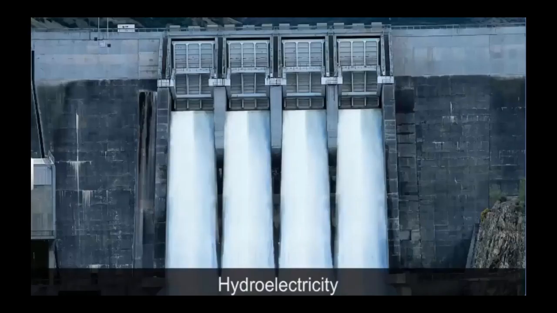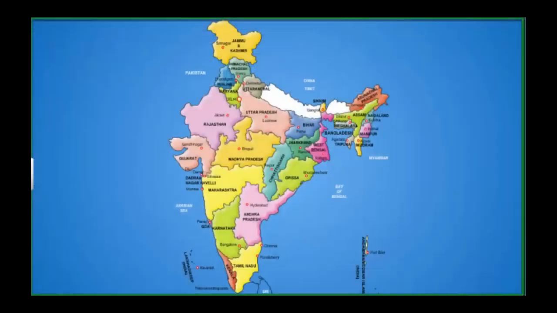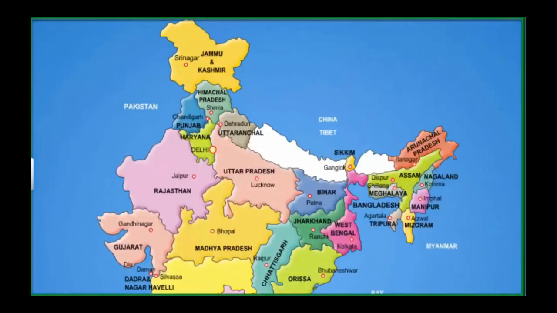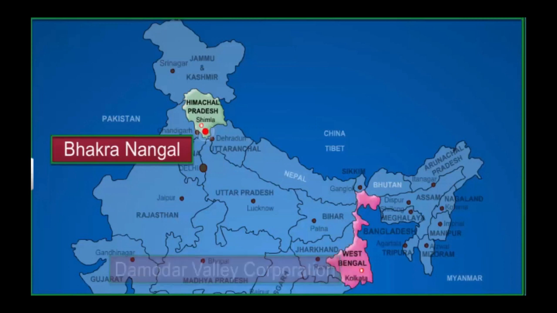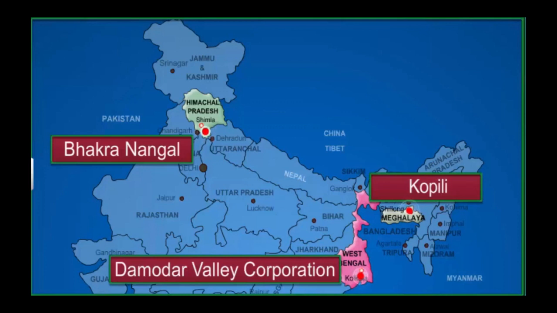The electricity generated by the energy of flowing water is called hydroelectricity. Flowing water is a renewable resource. Thus, hydroelectricity is produced using a renewable resource of energy. The map here shows some major hydropower plants in India. Large hydropower plants like Bakranangal, Damodar Valley Corporation and Kopili are called multi-purpose river projects.